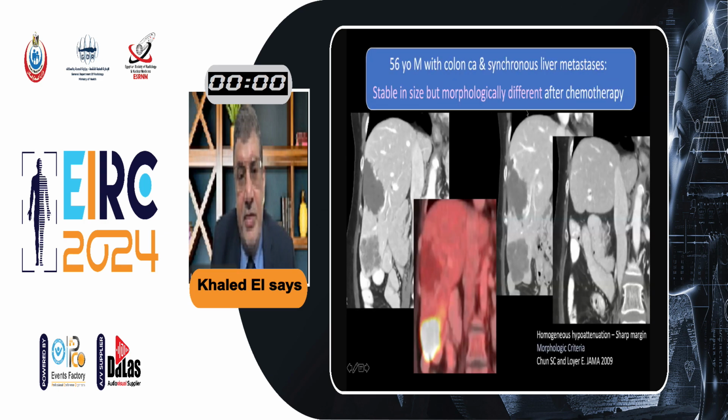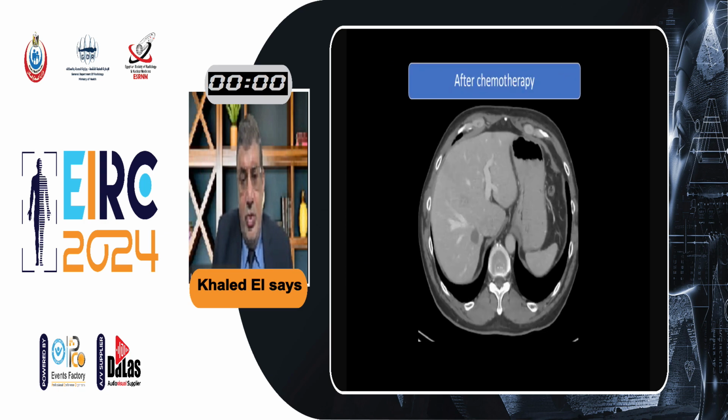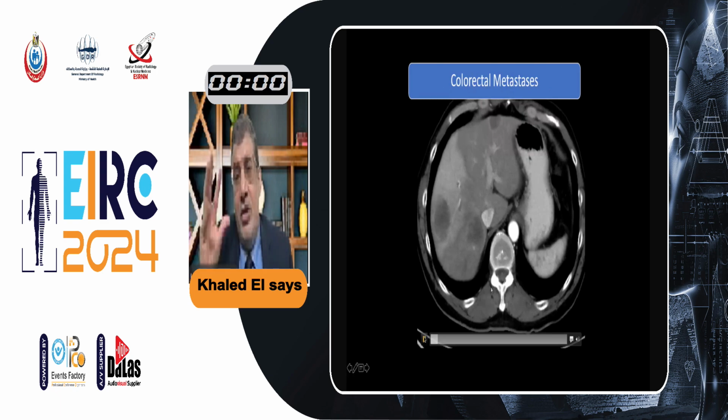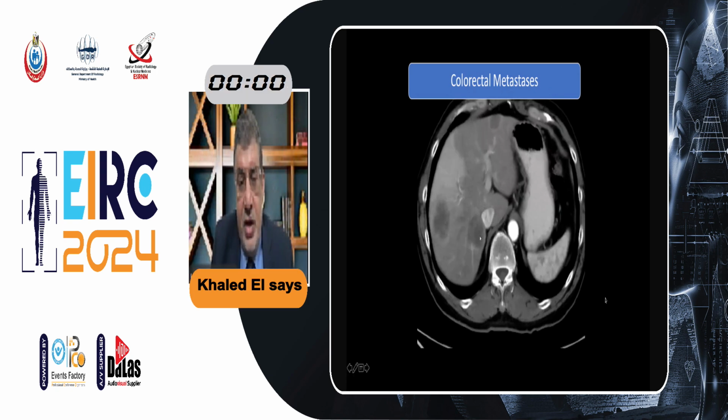Another example here of synchronous liver metastasis, where the metastasis is the most inferior in the liver. This one was a hemangioma, a large one that has not morphologically changed after chemotherapy. I want to show you the case before this event because it shows two things. You see how ill-defined and heterogeneous this metastasis is, with a heterogeneous, ill-defined margin. And after chemotherapy, what happened here?